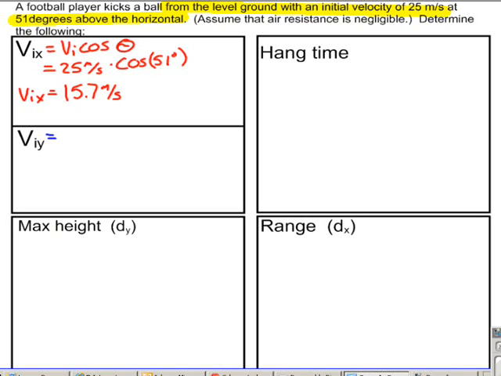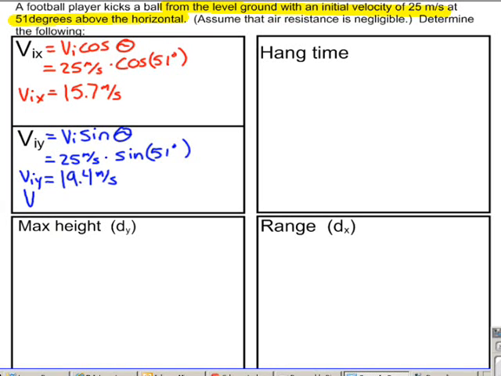Now, if we find the y component, we're going to be using the sine function, where v_iy equals v_i sine theta, and again plugging in 25 meters per second for v_i and 51 degrees for theta, we wind up with a v_iy of, let's see here, 19.4 meters per second. Now again, if this ball returns back to level height, we know that its final velocity in the y direction would be negative 19.4 meters per second.